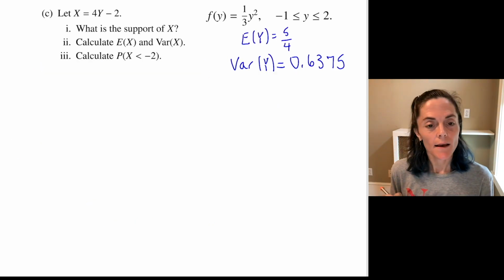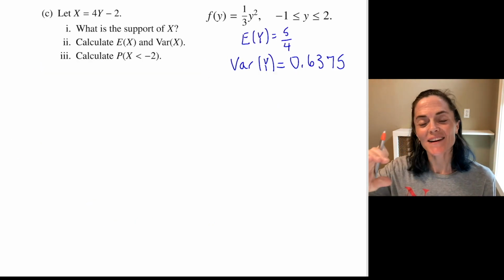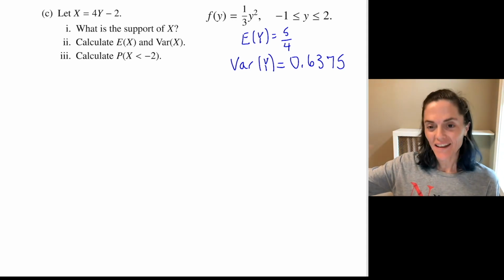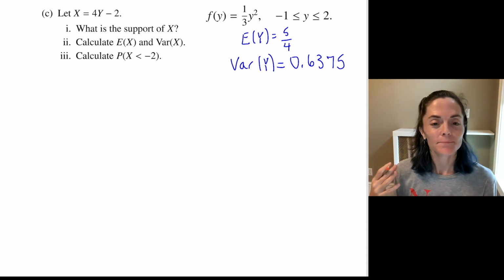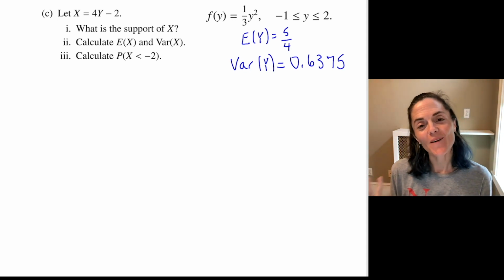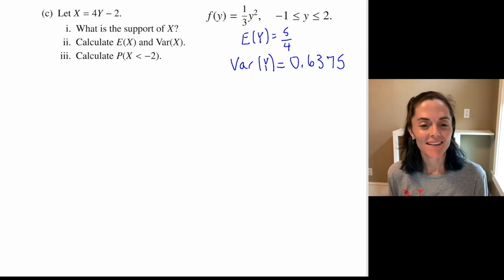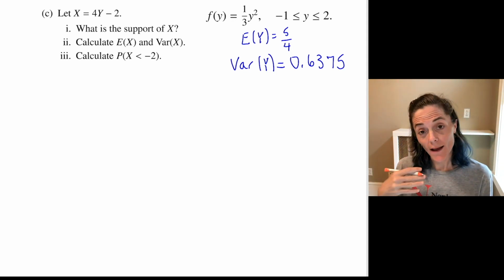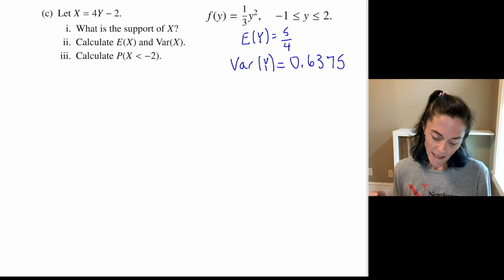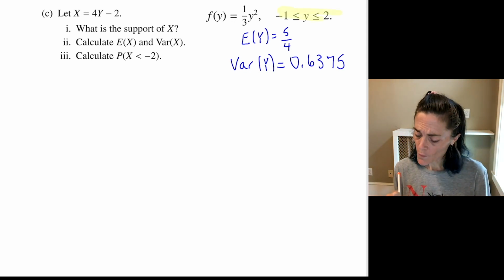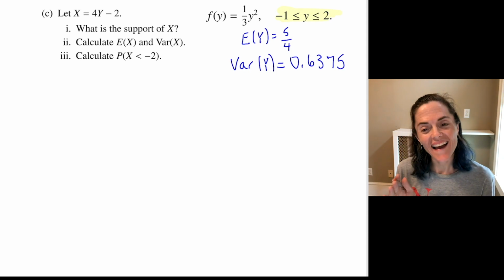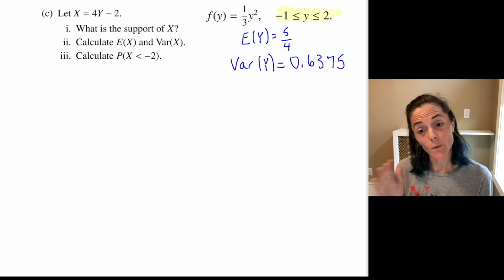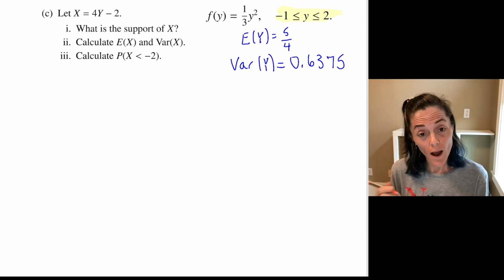Letter C. Here I'm only looking at letter C, but I recopied what we just calculated, expected value of y and the variance of y. All right, so now I have x, which is 4y minus 2. Question is, what is the support of x? Well, y ranges from -1 to 2. This is the support of y.